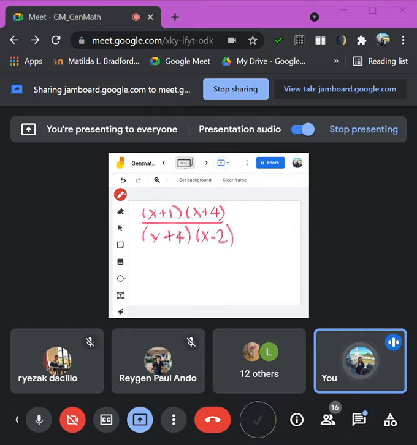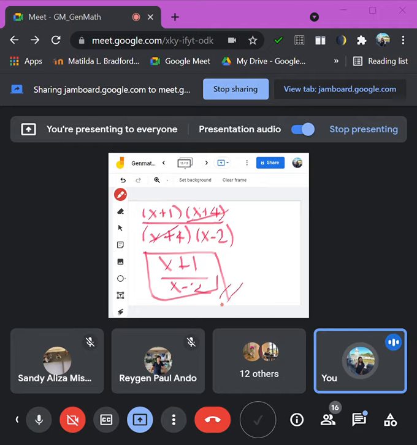So next, you can do this, class, so that you can see the cancel. Okay, cancel. Since everything else cancels, what remains is x plus 1 over x minus 2. That is already your final answer. Okay, so that is how our operations of functions work.